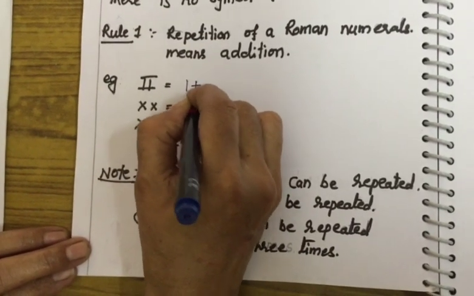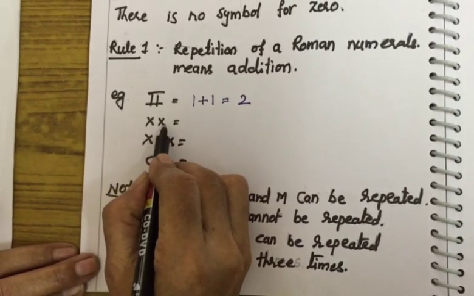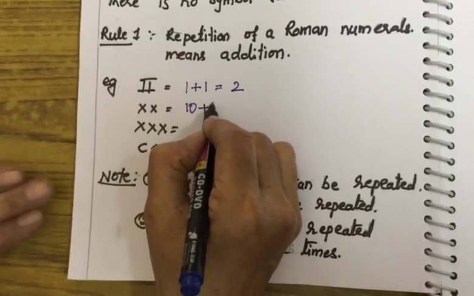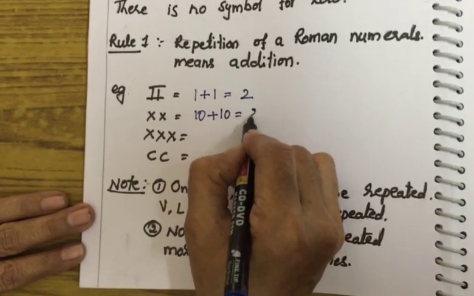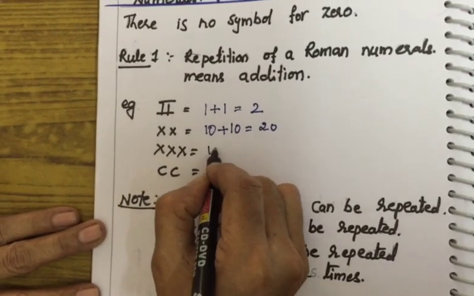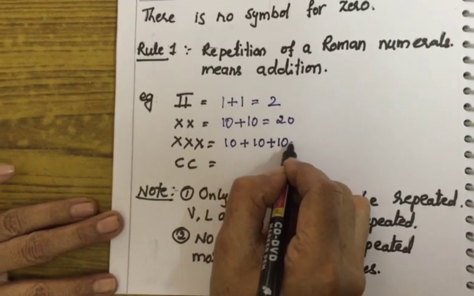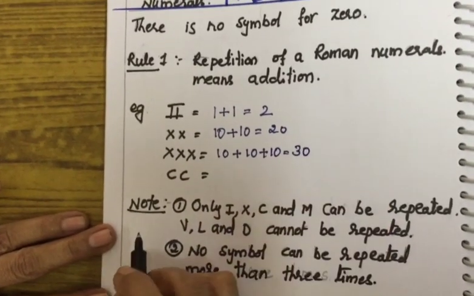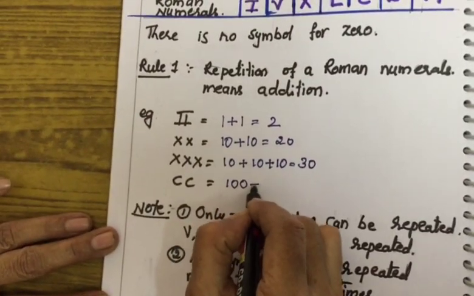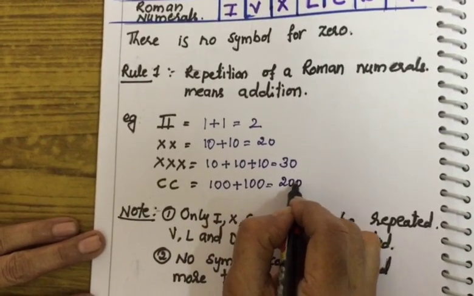1 plus 1 is equal to 2. Here X is repeating, so 10 plus 10 is equal to 20. Here X is 3 times. So how many times do I have to write? 3 times 10 is equal to 30. C means 100, so 100 plus 100 is equal to 200.